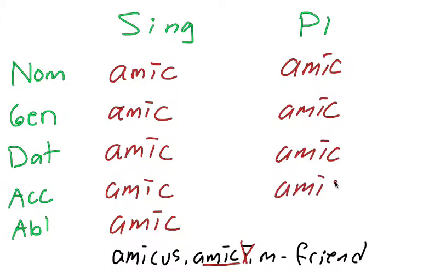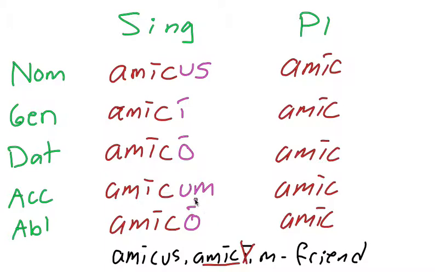Second declension has its own set of special endings. Those endings are US, I, O, UM, O. So we have amicus, amici, amico, amicum, amico. Then in the plural, our endings are I, ORUM, IS, OS, IS. So amici, amicorum, amicis, amicos, amicis.